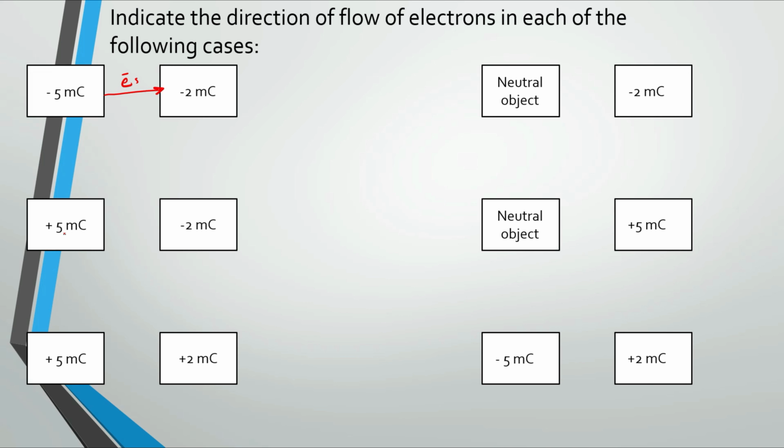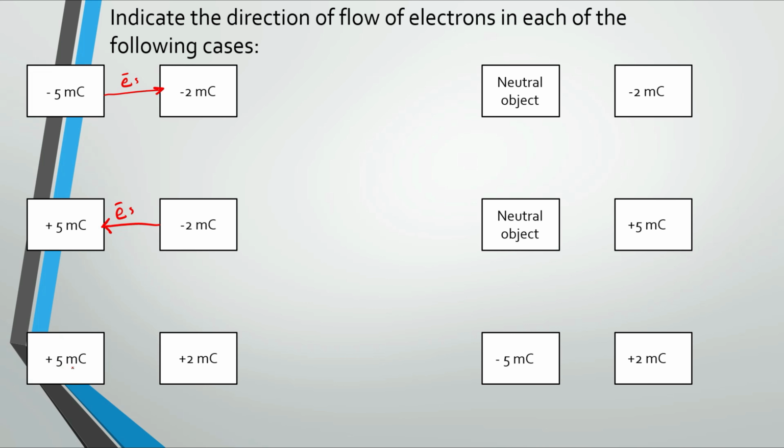Let's see the second example. We have +5 millicoulombs and -2 millicoulombs. This is a positive charge, this is a negative charge. So this one is more negative, or it has more electrons. So the electrons will go this way.